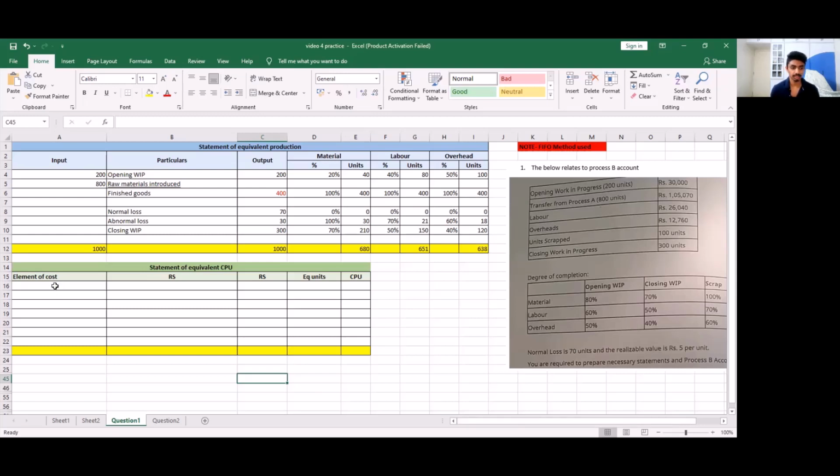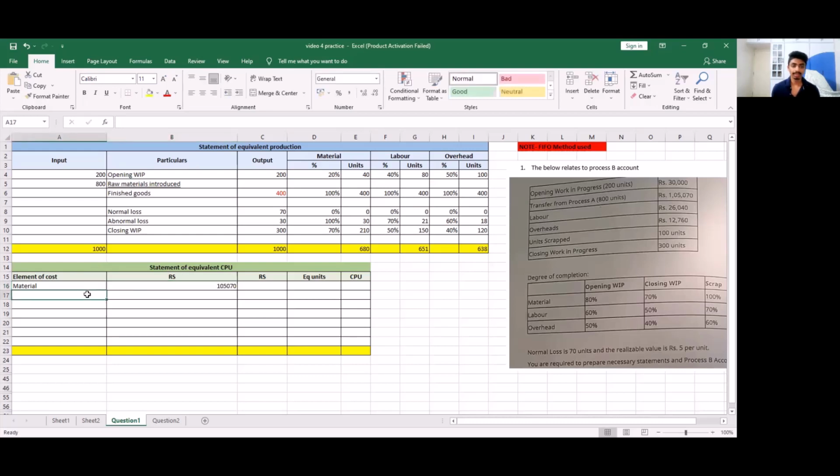So our first part of the process is materials. So we write materials in our element of cost. Under rupees, we will write 1,05,070 because this is our material value. So transfer from process A is our raw material, which is nothing but materials. So we will write 1,05,070.